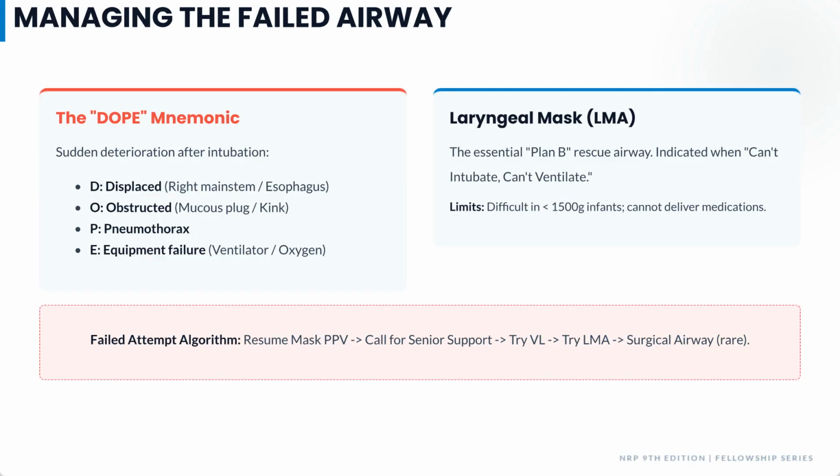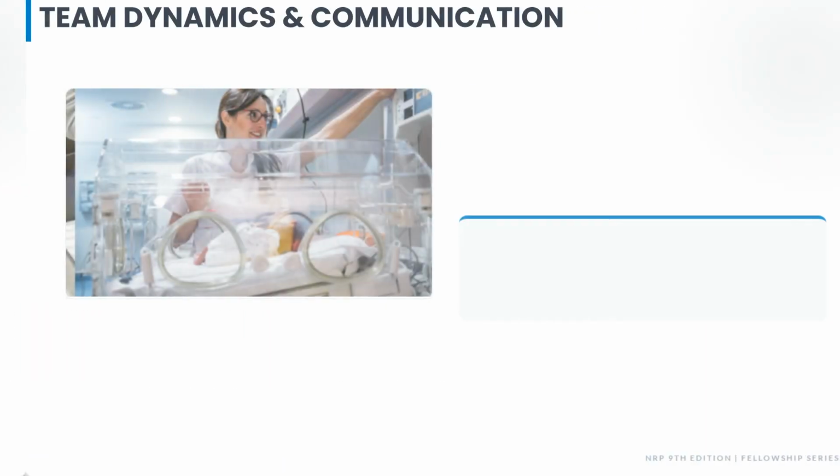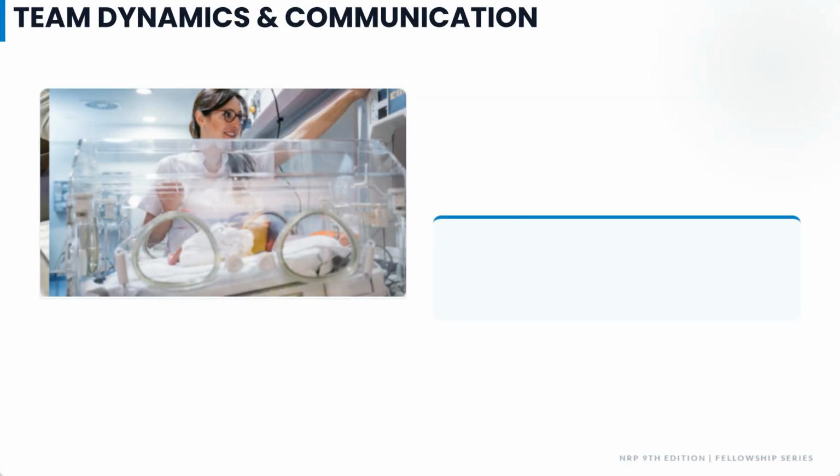When managing a failed airway and sudden deterioration after intubation, use the DUPE mnemonic: displaced, obstructed, pneumothorax, or equipment failure. The failed attempt algorithm suggests resuming mask PPV, calling for senior support, trying video laryngoscopy, then laryngeal mask, and finally, surgical airway if necessary.